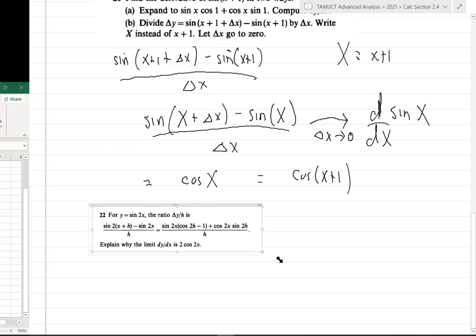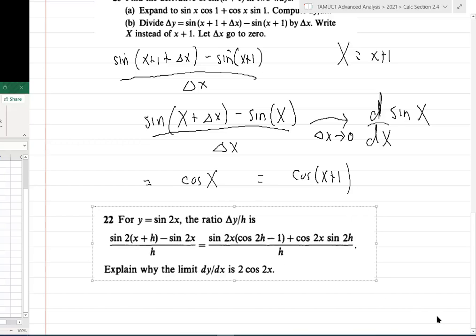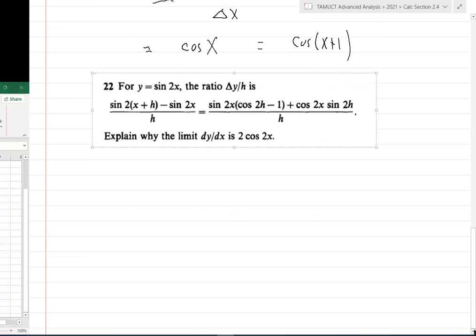All right, so this one I just want to point out how he got that numerator there. Sometimes you can break things up in more than one way. Here it says for y equals sine of 2x, the ratio delta y over h is this. My delta y is I replace the x with x plus h, and then I subtract the original. So here I've replaced the x with x plus h, and here I have the original, and then I divide by h. This is my usual derivative quotient.